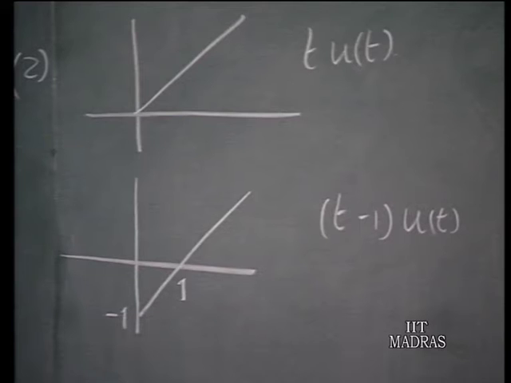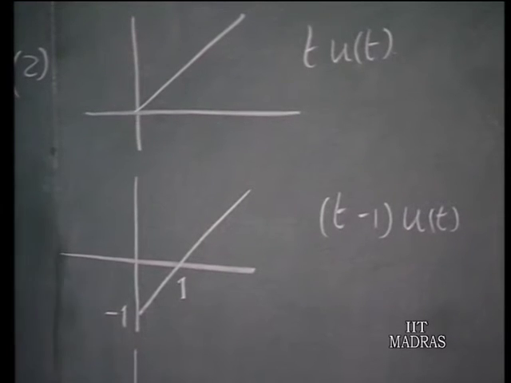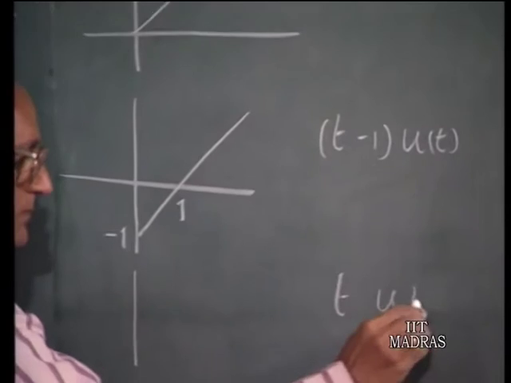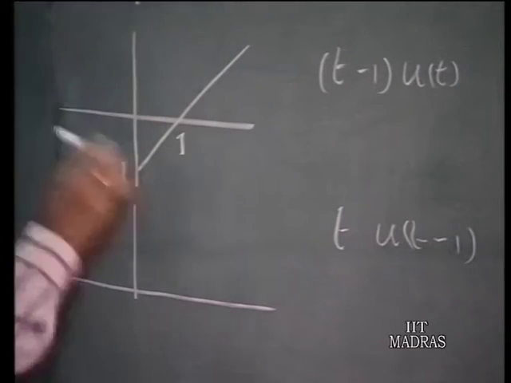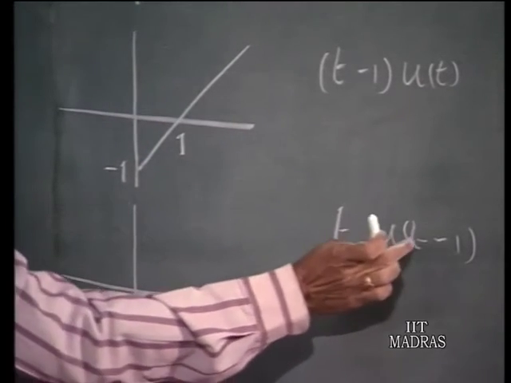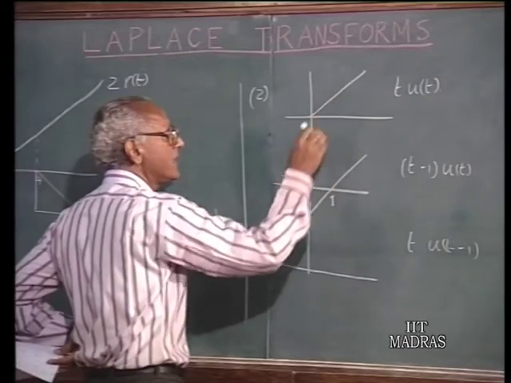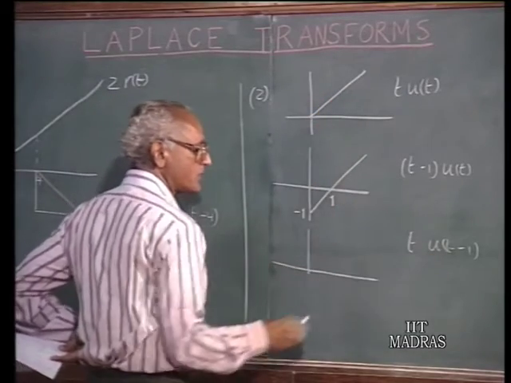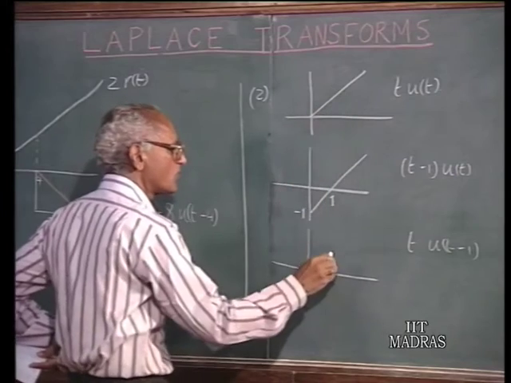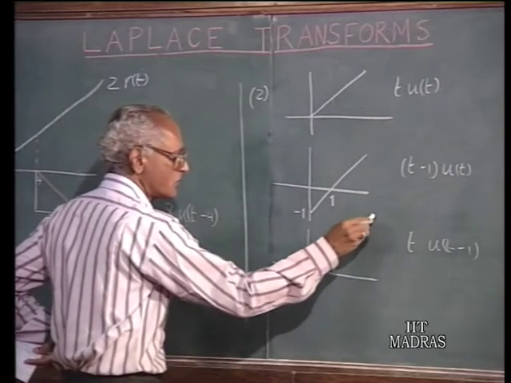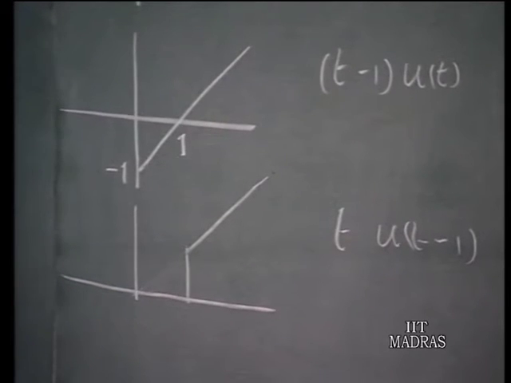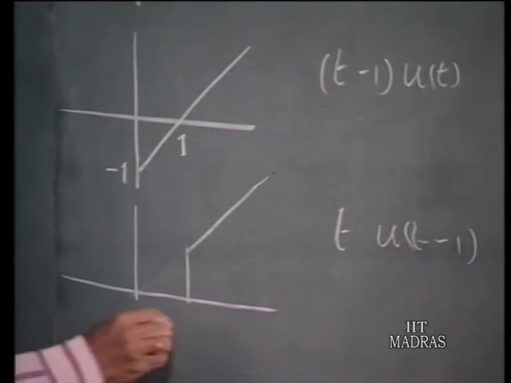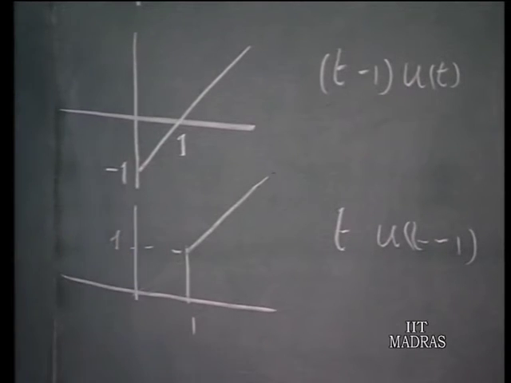Important to recognize that. Suppose I have t u t minus 1. This is t u t, but t is multiplied by u t minus 1. That means this function t is multiplied by a step which is starting at t equals 1 at this point. Therefore, this would have been t, but this portion has been cut off. So that would be t u t minus 1. So this is 1, and here it is. That is t u t minus 1.